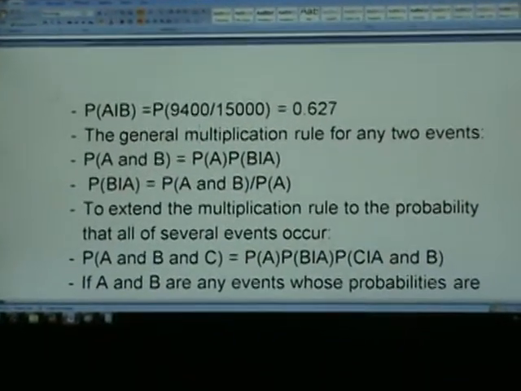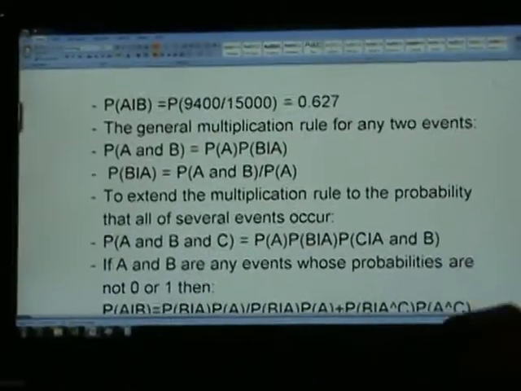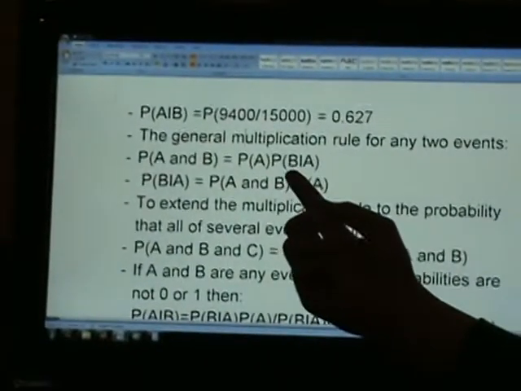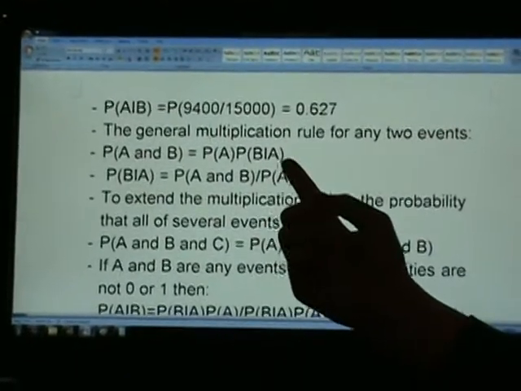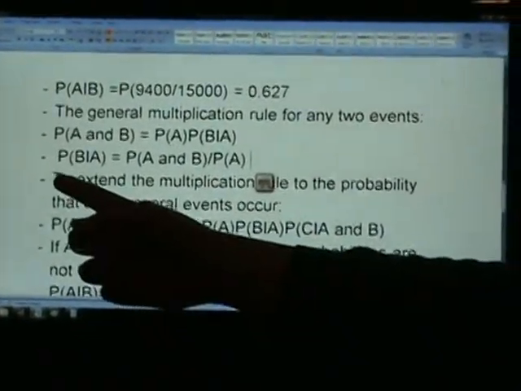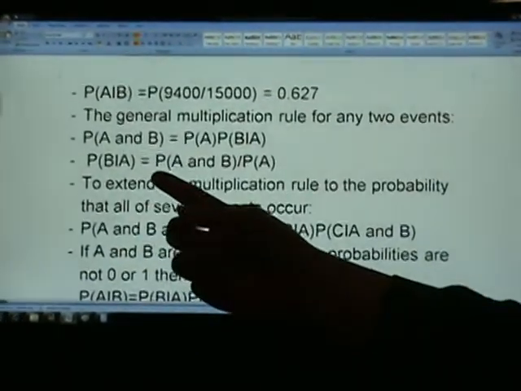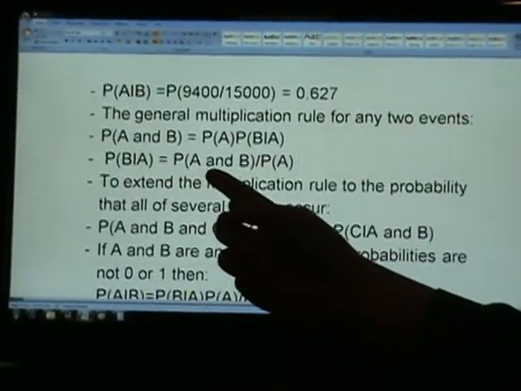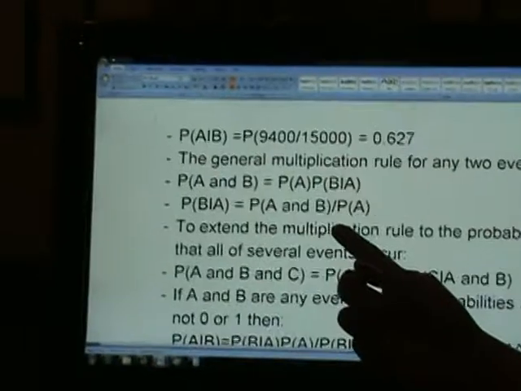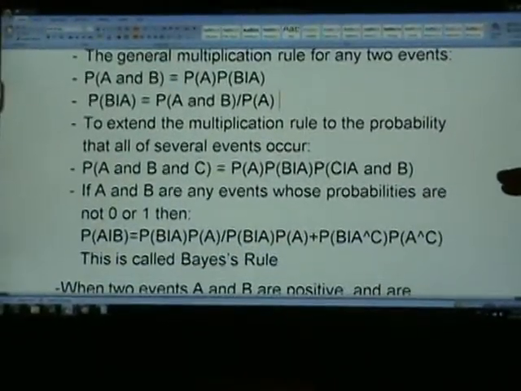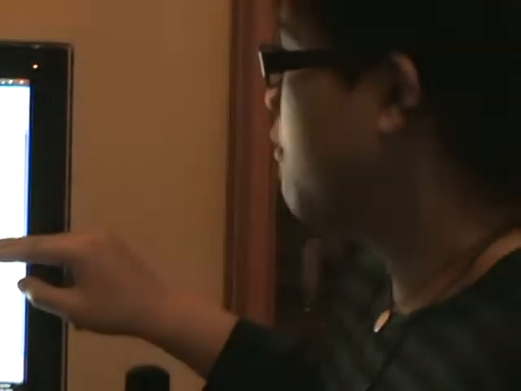And for the general multiplication rule for any 2 events, it would be P of A and B, that would equal the probability of A times the probability of B given A. And the probability of B given event A would equal the probability of A and B divided by the probability of A. And from now on, Rambor will take over for the lecture.